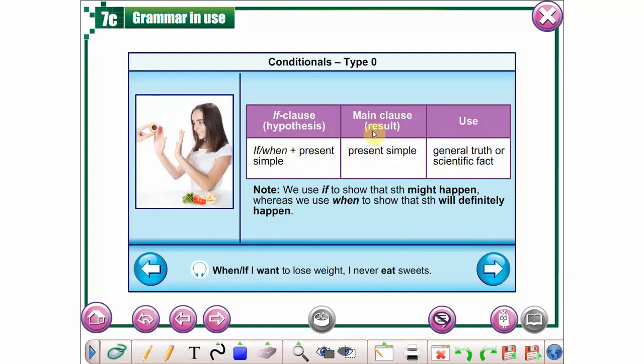Now let's study together type 0. In type 0, if or when is followed by present simple, and the main clause or the other part or the result is also in present simple. And we use this case to talk about general truth or scientific facts. For example, when or if I want to lose weight, I never eat sweets. Look here, if is followed by present simple, the verb want is in the present simple, and the result or the main clause is also in the present simple because of the verb eat. Okay, is it clear?